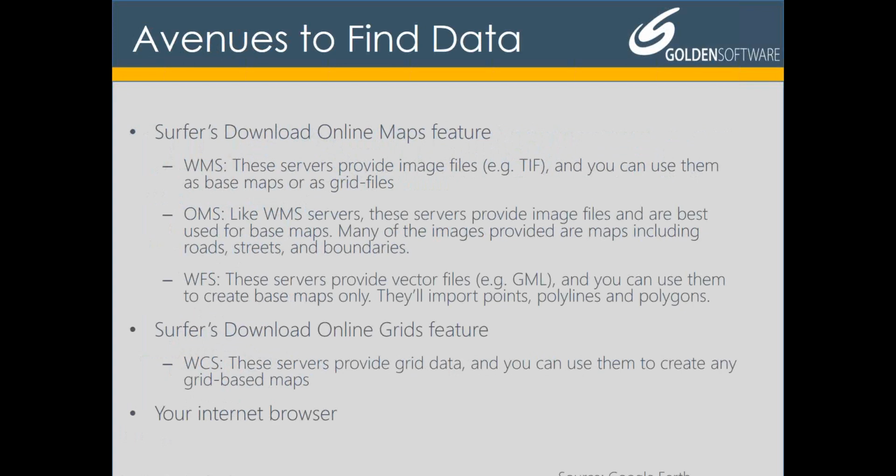So the next avenue we have is to use Surfer's download online grids feature. This functionality is very similar to what Surfer offers as far as downloading imagery or vector data. However, the file itself is going to be saved to a designated file location on your machine and is not directly added to the map like the online maps feature.